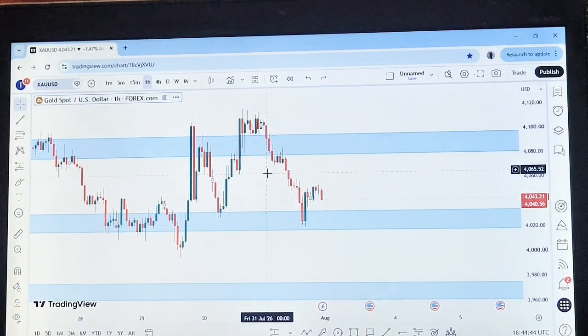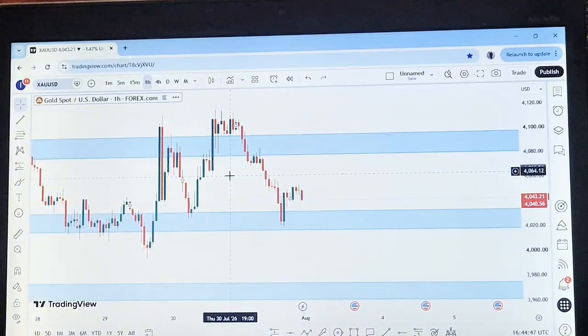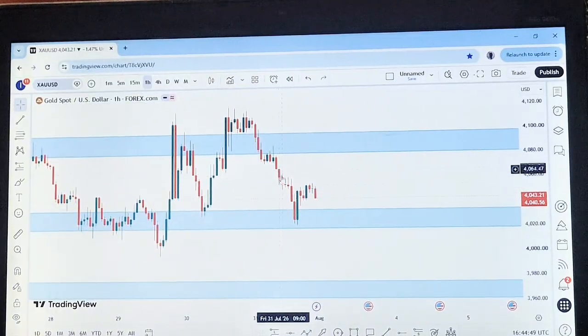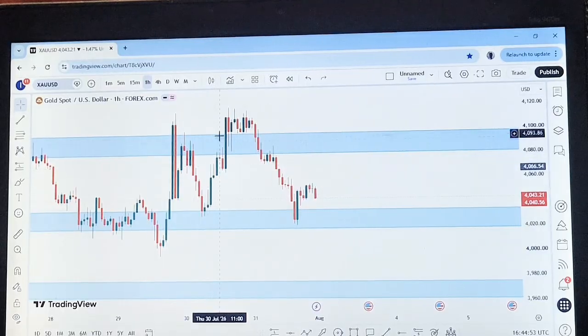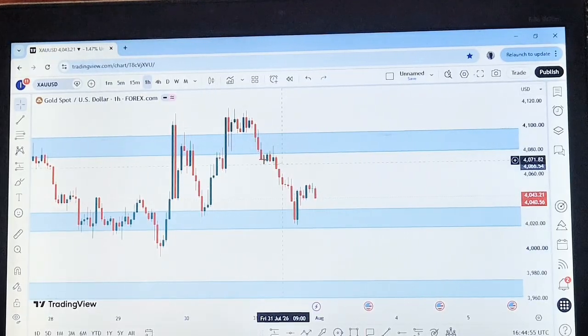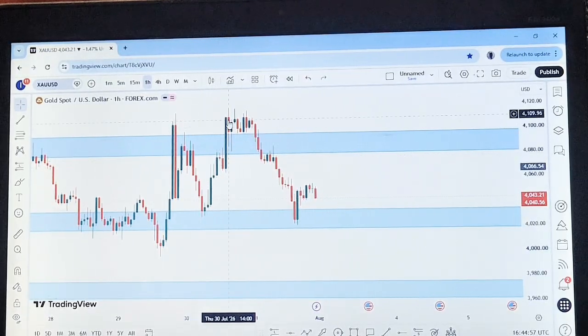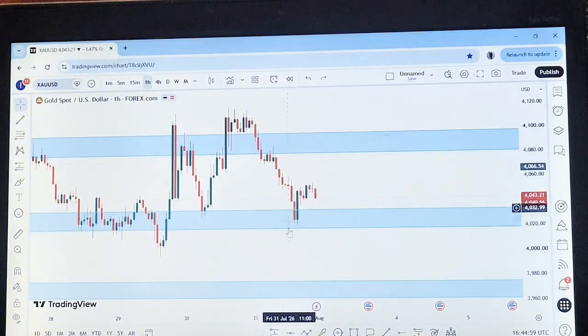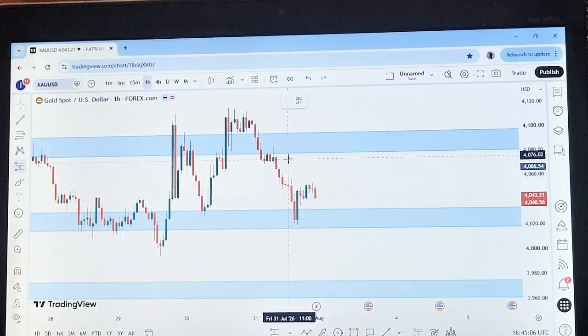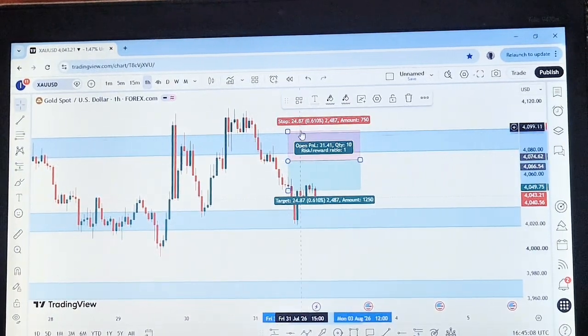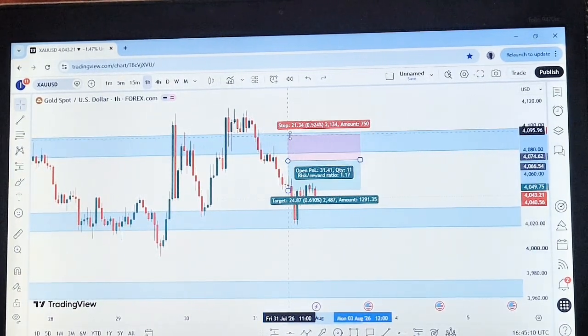Immediately I saw this rejection candlestick. That is where I was able to get in for myself. This is some sort of head and shoulders pattern that formed, the left shoulder, head and right shoulder. So I took my sell right here. Immediately I saw that breakout, that momentum to the downside, to take that trade.